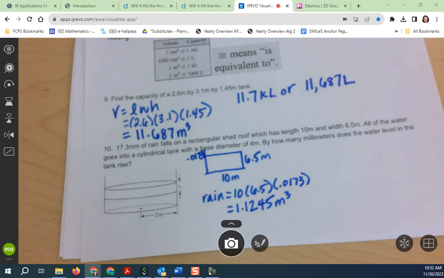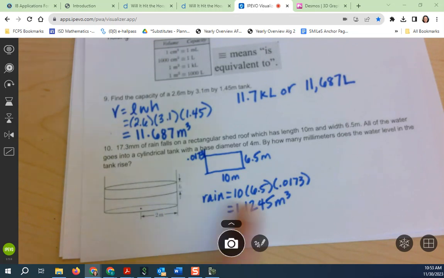All right, and then it says what happens is the water goes into this cylindrical tank with a base diameter of 4, and they so helpfully remind you that means the radius is 2 down here. How many millimeters does the water level of the tank rise?